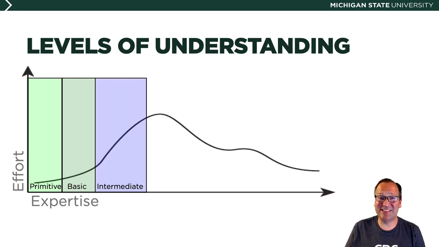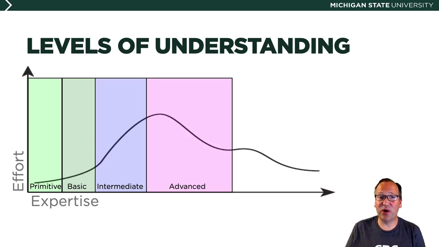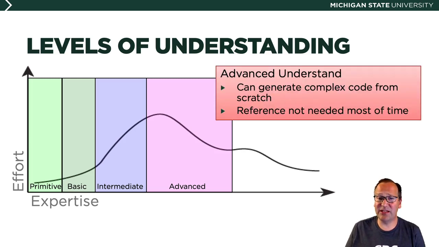The learning curve is the steepest while achieving intermediate understanding. Within this level, you grasp the core language. You can borrow code, understand it, and modify it. But you often must use example code to get started, or at least a good reference to create your own code. The most effort is required to move from intermediate to advanced understanding. With advanced understanding, you can generate complex code from scratch. You don't really need to borrow code or refer to a reference, except when doing something out of the ordinary.